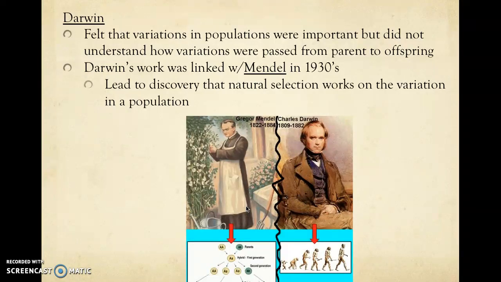Darwin and Mendel lived at the same time, but they didn't know anything about each other, and it wasn't until the 1930s that people started linking their work together and kind of gave us an idea of how natural selection works on the variation in a population.